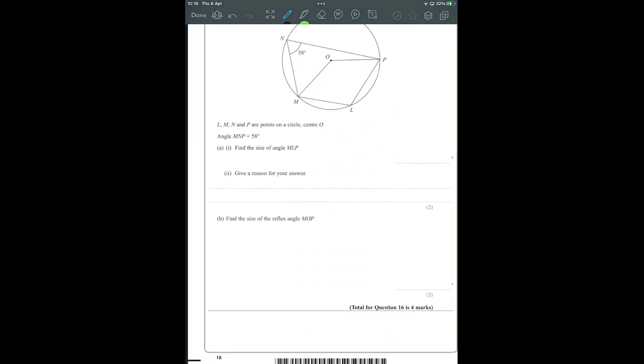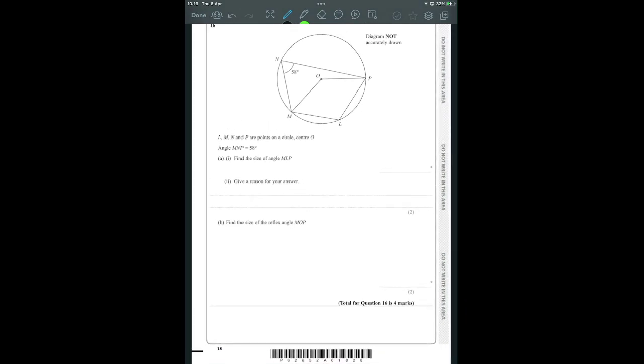Question 16 are circle theorems. We have points on a circle, centre O, and the angle labelled. Find MLP and give a reason. Well, we have what's called a cyclic quadrilateral here. L, M, N, and P are all on the circle, which means we can use our cyclic quadrilateral, which means these two angles add up to 180. So that angle there is 122. From 180 subtract 58.